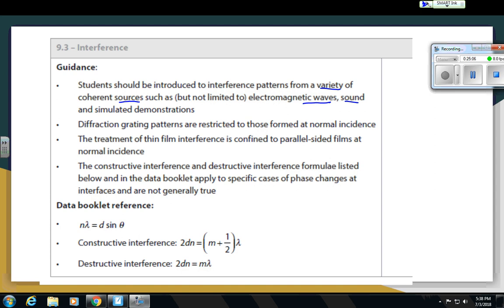Diffraction gratings will only be when things are normally incident. The treatment of thin film interference is confined to parallel-sided films. That's kind of nice, rather than wavy films. That'd be kind of crazy. Or one that's sloping. Great. And finally, it is good to recognize that the equations listed below are specific to when waves have a phase change at the first interface, and they're not always true. So it's a good thing to recognize that.